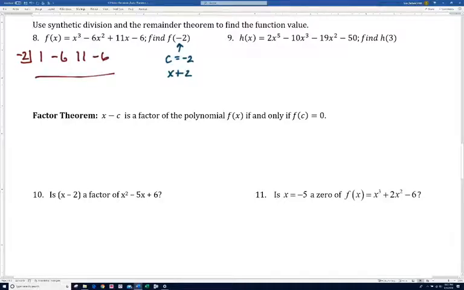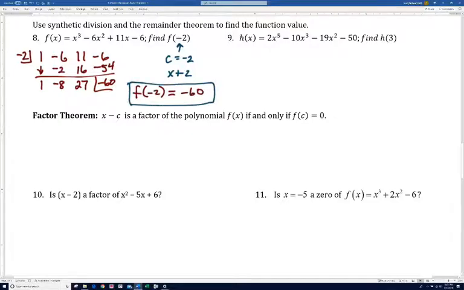And let's go ahead and set this up. We're going to drop our 1, multiply, you get negative 2, add, you get negative 8. Multiply, you get 16, add, you get 27. Multiply, you get negative 54, add, you get negative 60. So the remainder here is equal to f of negative 2. All right, so that's how you use the remainder theorem to do a problem like this.